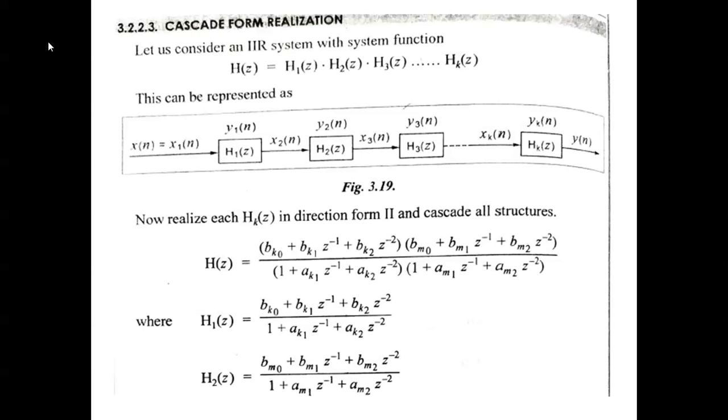So this is the cascade form realization formula. H of z is equal to h1 of z, h2 of z, h3 of z. This is the way the cascade is connected. Cascade means connecting in series. So x of n is equal to x1 of n, x2 of n and x3 of n, and this is y1 of n, y2 of n, y3 of n, up to xk of n to yk of n. So this is the input and this one is the output.